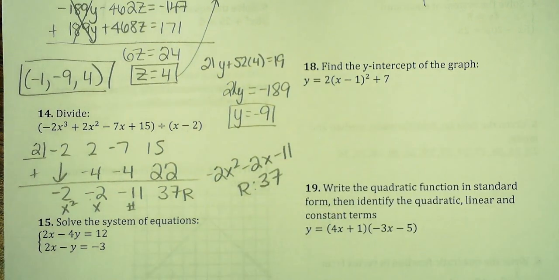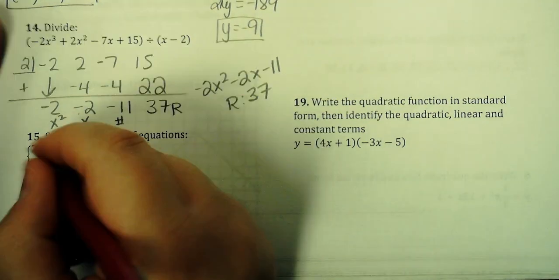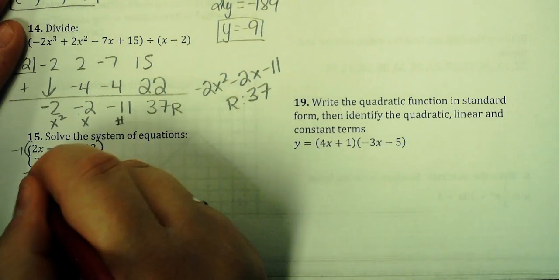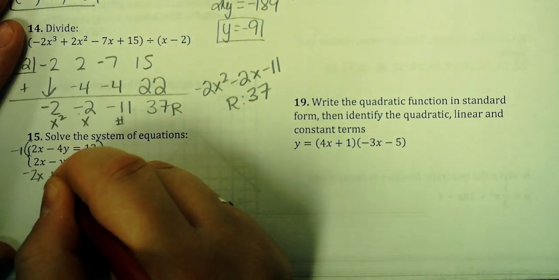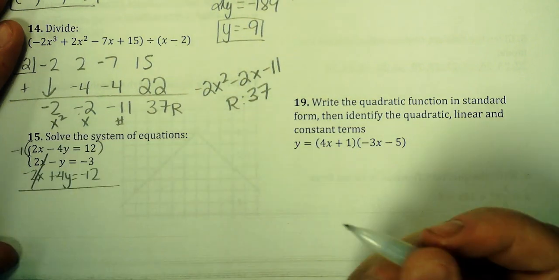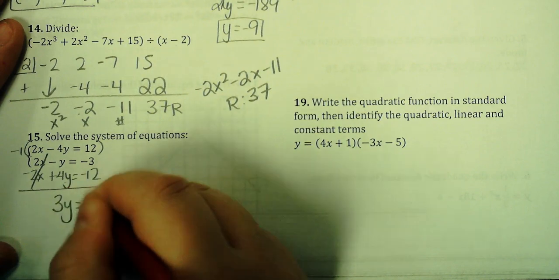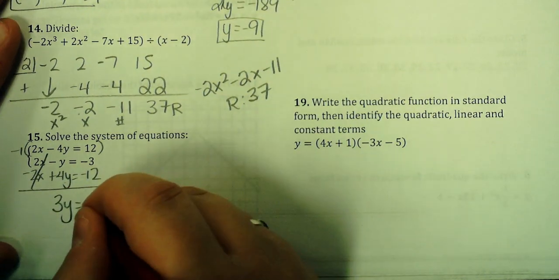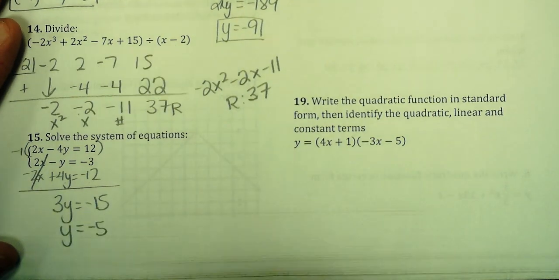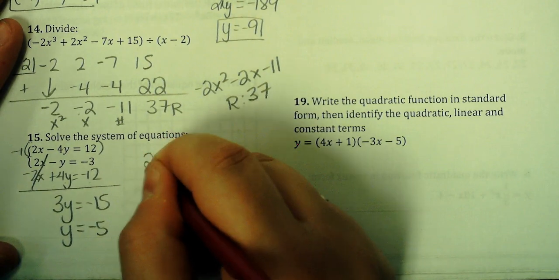Solve the system. I would say easiest thing to do here, I'm just going to take this equation and multiply it by negative 1. That'd give me negative 2x plus 4y equals negative 12. Eliminate the x's there. Negative 1 plus 4 is 3. Negative 3 plus negative 12 is negative 15. Y would end up being negative 5. And then I just have to pick one of the equations to plug that back in. I'll just go with the first one.